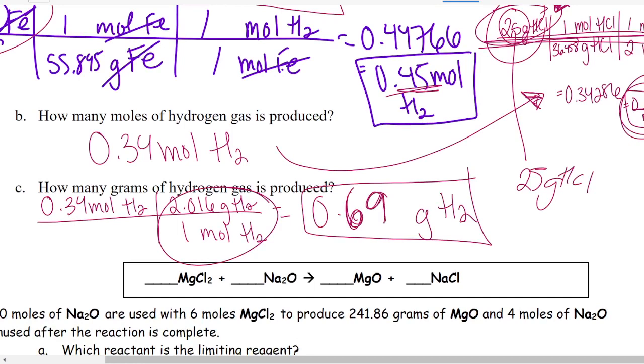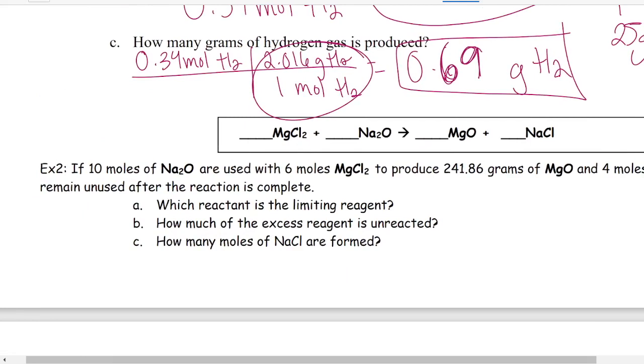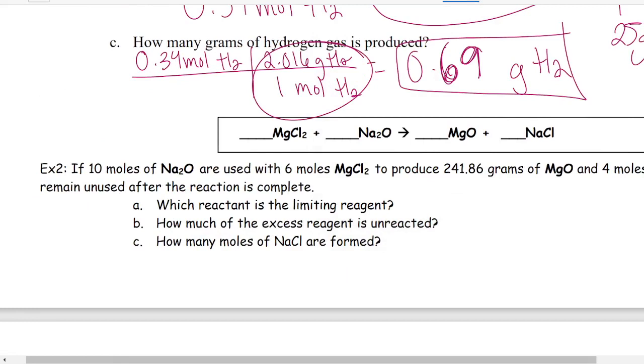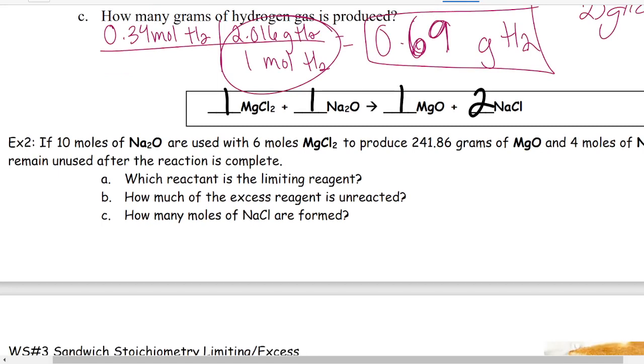Good? I do want to talk about example 2 while we're here. So first of all, what coefficients did you use there? 1, 1, 1, 2? Is that what you said? Yes. Okay, cool. So I trust that one. This one tends to confuse students because you don't have a good grasp of what the limiting reactant actually means.